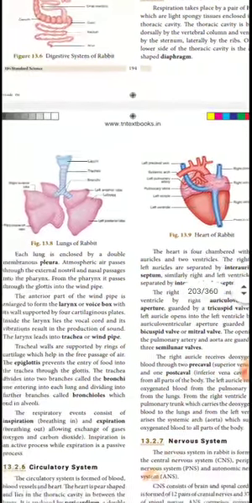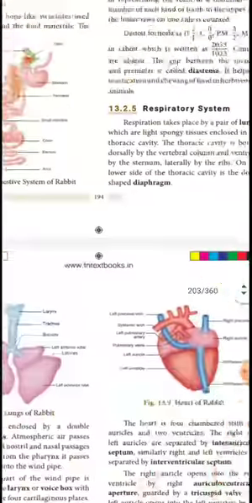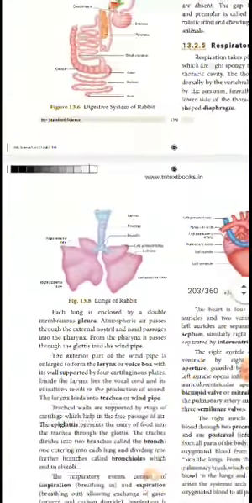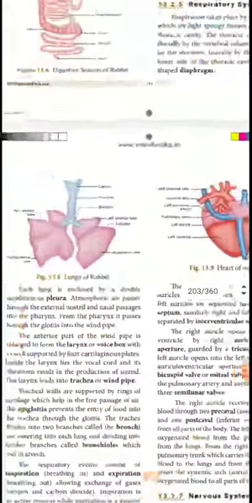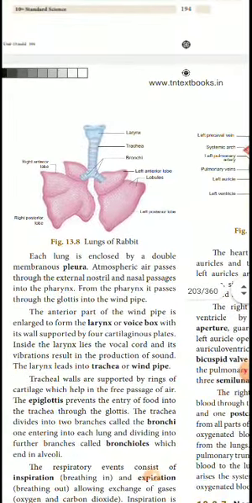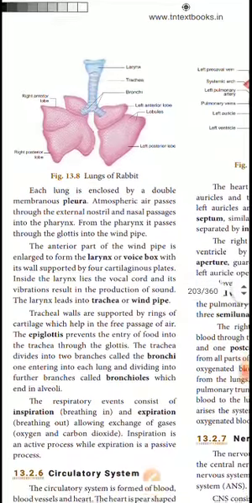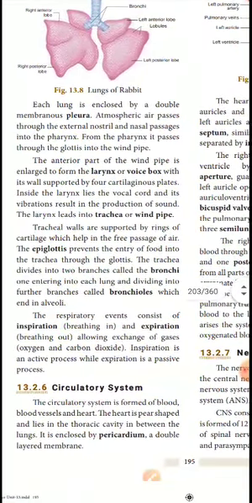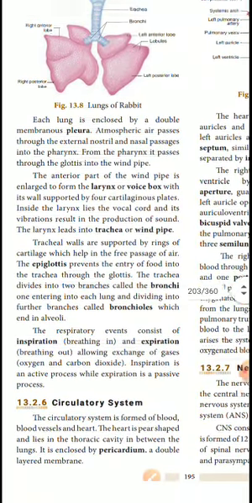So it is placed on the diaphragm. See the lungs of the rabbit. In the larynx, trachea and bronchi, the left anterior lobe and right anterior lobe, and the right posterior lobe, this is the part of that. Each lung is enclosed by a double membrane, which we call the pleura.